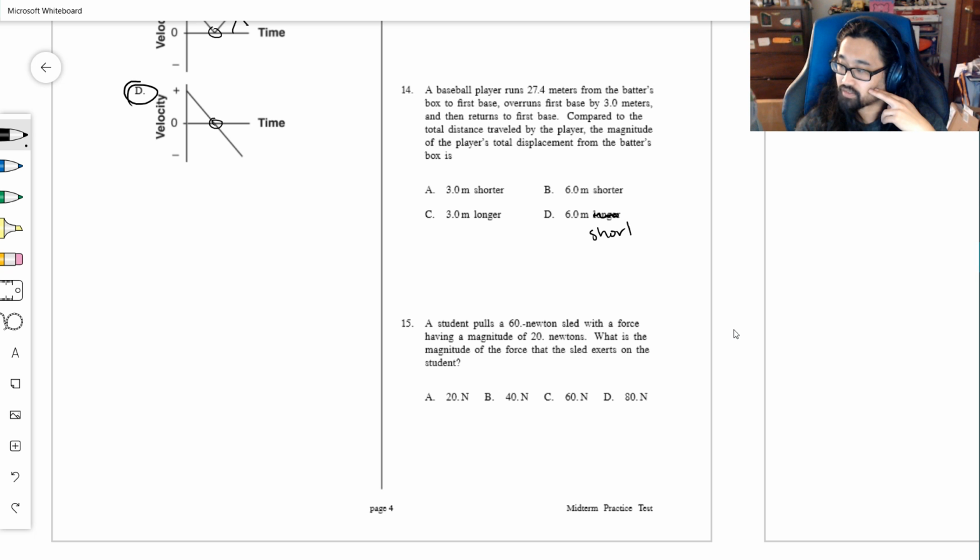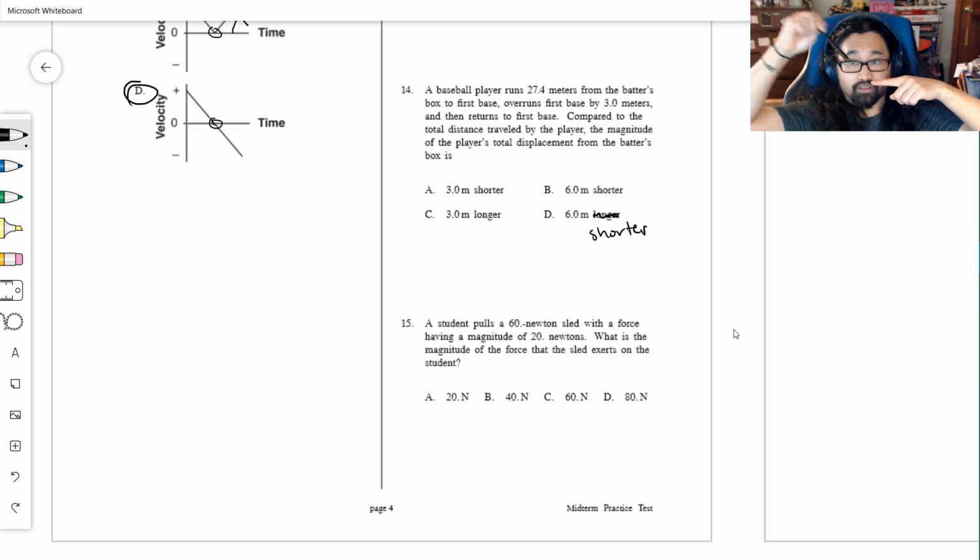On the test, this also said shorter, and both those were correct. The displacement is just from start to end. The distance is from start and everything that got traveled. So they ran from home to first, overshot, and came back. So the distance traveled was all of that, including the there and back. The displacement is only from home to first.